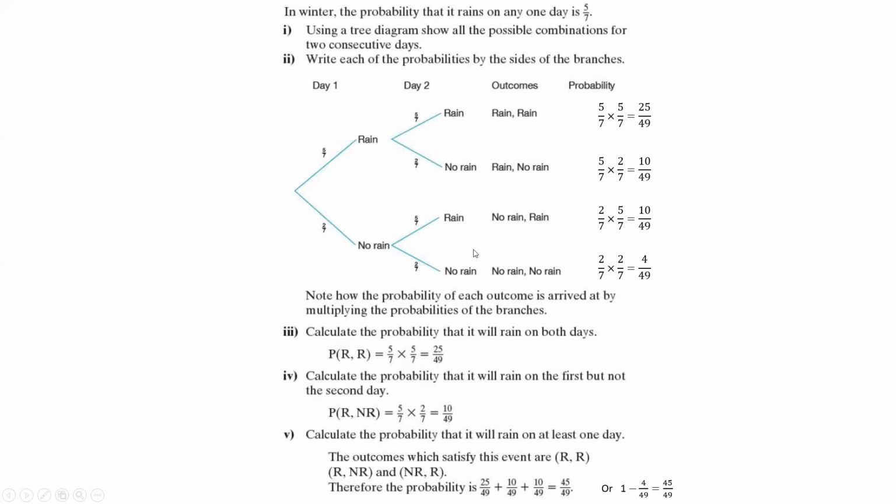After that, the second day. The second day will be right here. Okay, you also have two types, either rain or no rain. So you can see the possibility is 5 over 7, 2 over 7. These two do not change, it's still the same. So then your outcomes will be: rain rain, rain no rain, no rain rain, no rain no rain. All right.